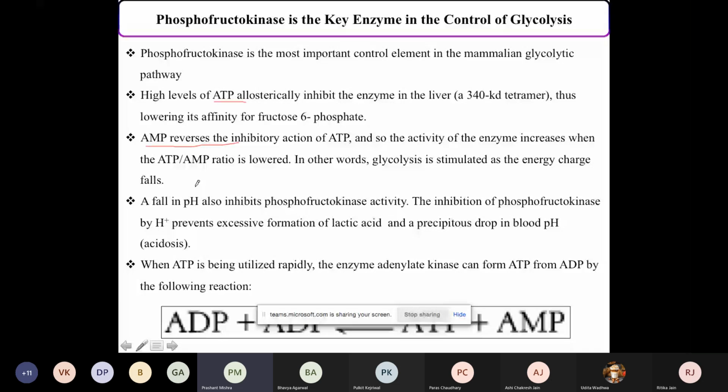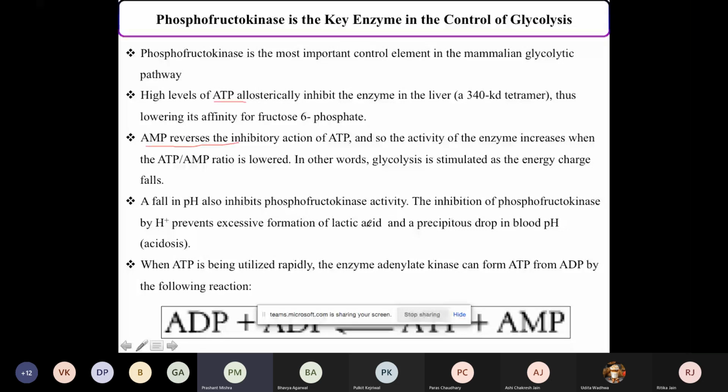Now let us see another condition. Suppose the cell pH falls. If pH is low, what does it mean? That there are more protons. So more protons will prevent excessive formation of lactic acid. From where does this lactic acid come? Lactic acid comes from the conversion of pyruvate to lactate. So if you're running, you are not having enough oxygen. So your pyruvate will not go into acetyl-CoA and the TCA cycle, and it will accumulate. And once pyruvate accumulates, it will be converted into lactic acid temporarily.